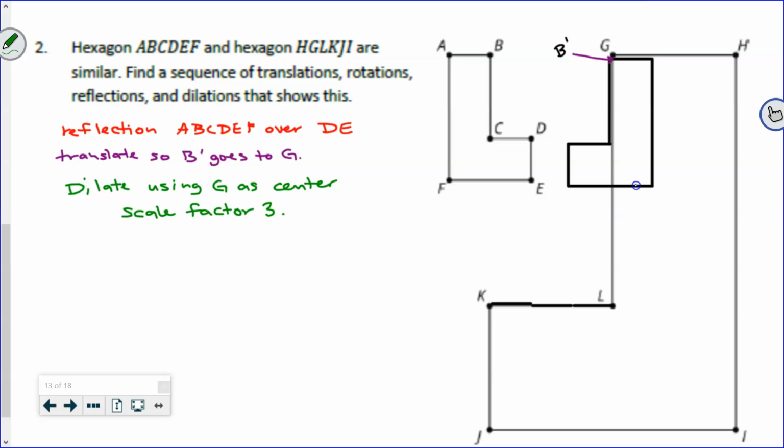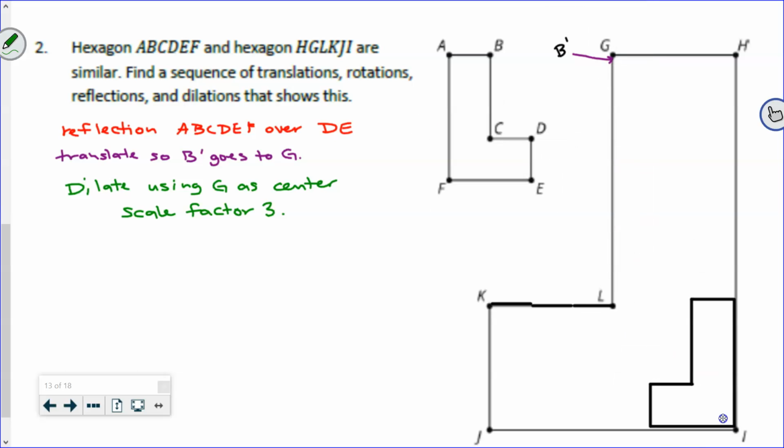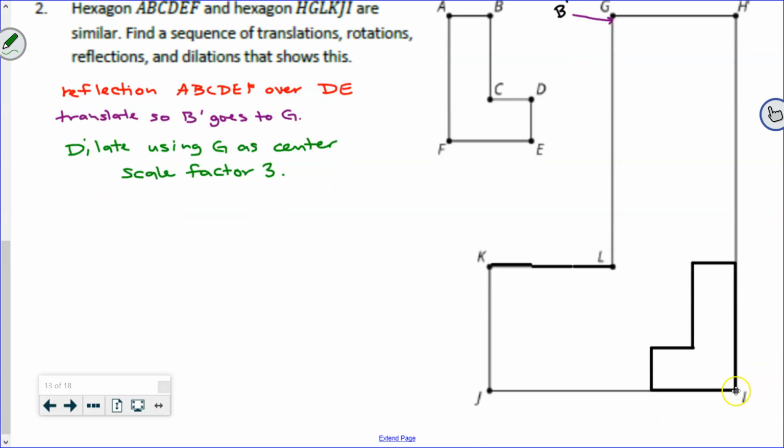Now, what if when I translated it so that it lined up right here? What would the center of dilation be? I. What if I translated it so that these ones lined up? Scale factor is J, exactly. So identifying that scale factor doesn't have to be hard, especially when you have points that already line up together.